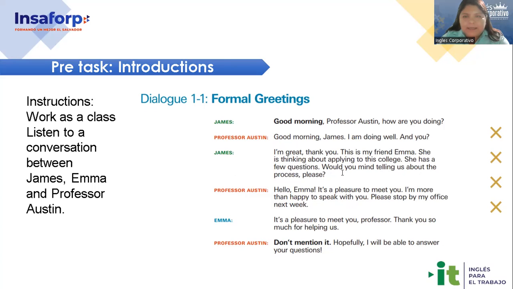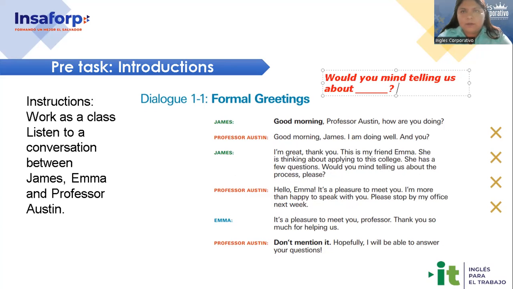Will you mind telling us about the process, please? And we have a question. Okay, so you can copy this vocabulary. Would you mind telling us about the process or about anything else, right? Would you mind telling us about the process? ¿Te importaría? Right? So this is a polite way to ask for something. Una forma más educada, más formal para pedir algo. ¿Te importaría? Right? Would you mind telling us about the process?